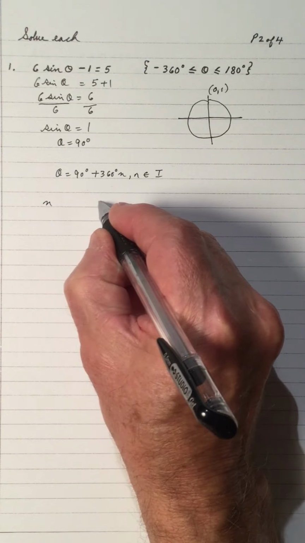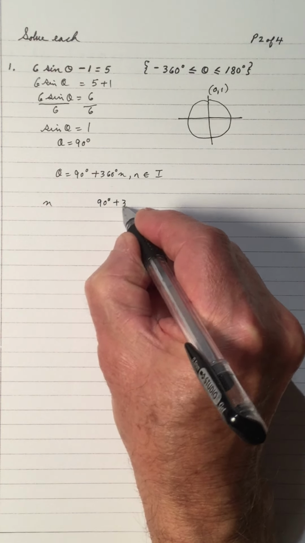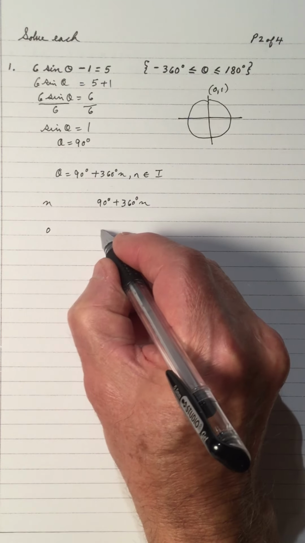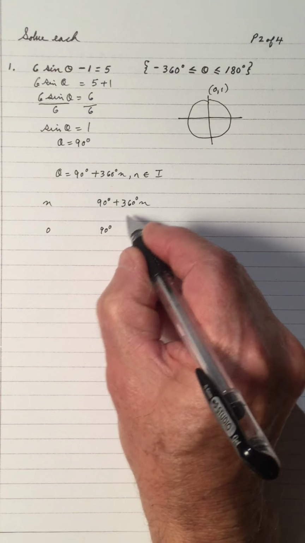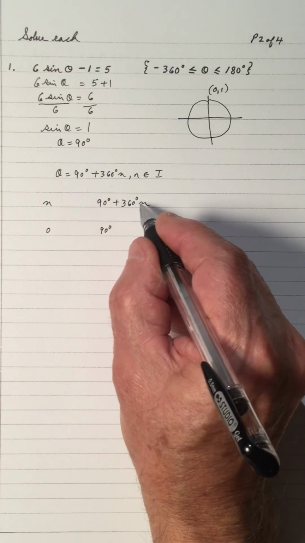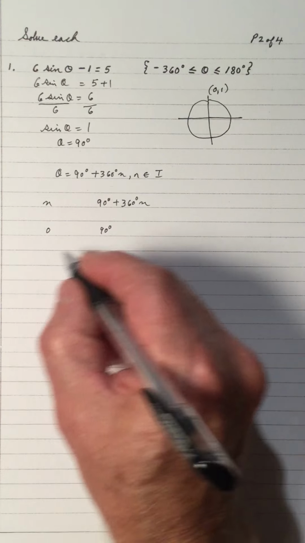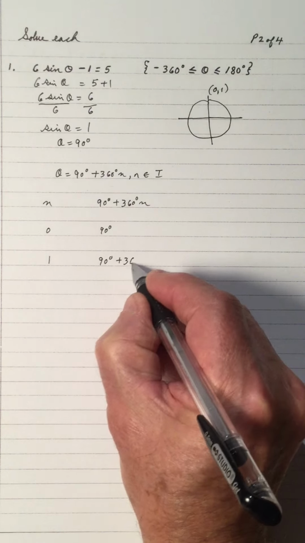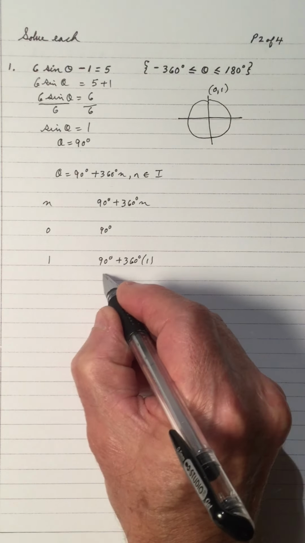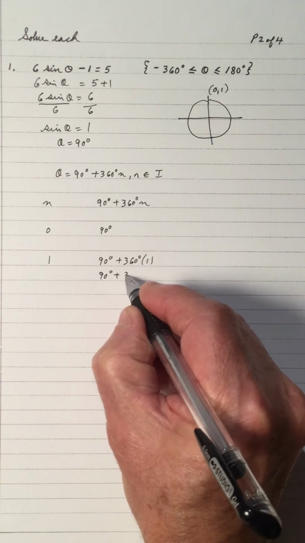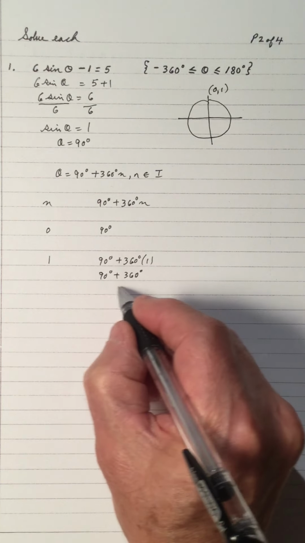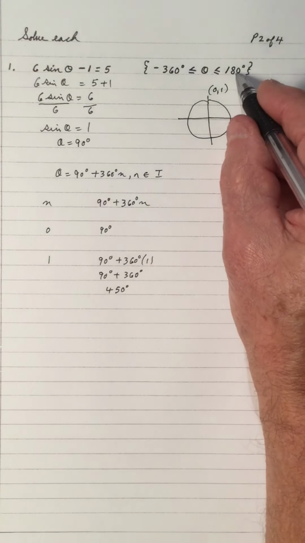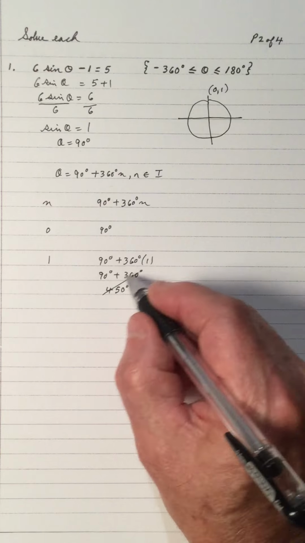So n and 90 plus 360n. N is 0, so 90. You put 0 in the place of n. 360 times 0 is 0, so you get 90. You put 1 in, you get 90 plus 360 times 1. You get 90 plus 360, and that's 450. And 450 is too much, so no good.